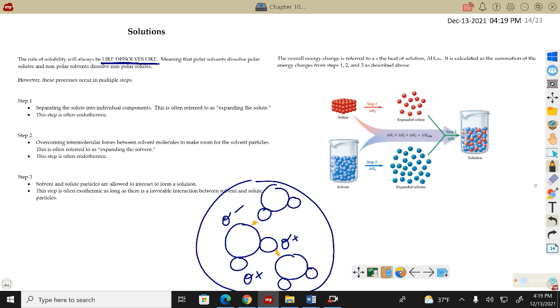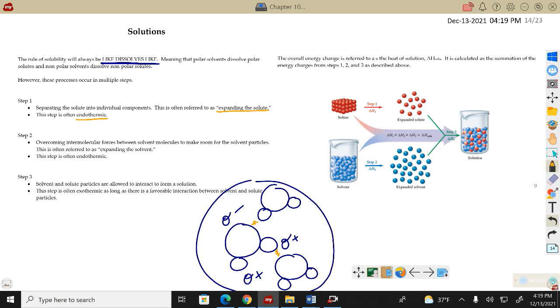Now there are three steps to forming a solution. Steps 1 and 2 are kind of similar. In step 1, we have to separate the solute into its individual components, often referred to as expanding the solute. Often, this is an endothermic process. We've got to add energy to separate these red solute particles.